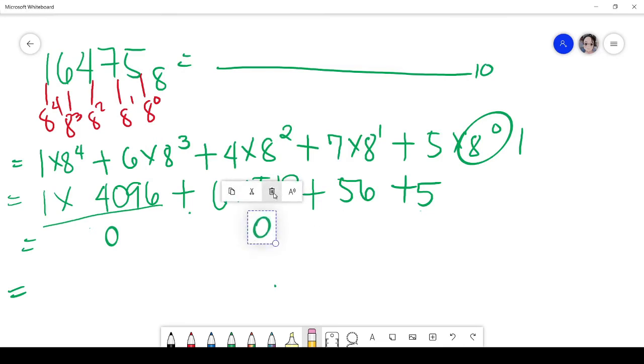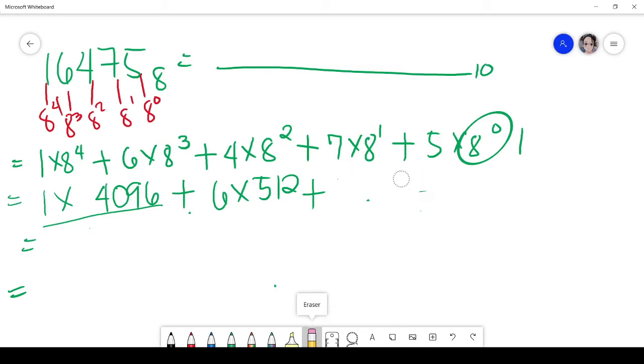So, we did not solve the a to the power of 2 term. That's why I was surprised. I forgot. So this is 512, right? So 6 times 512 is for a to the power of 3. So we still have 4 times a to the power of 2. Okay, let's continue. 4 times 8 times 8 is 64. So let's continue what we had earlier, 56 plus 5.